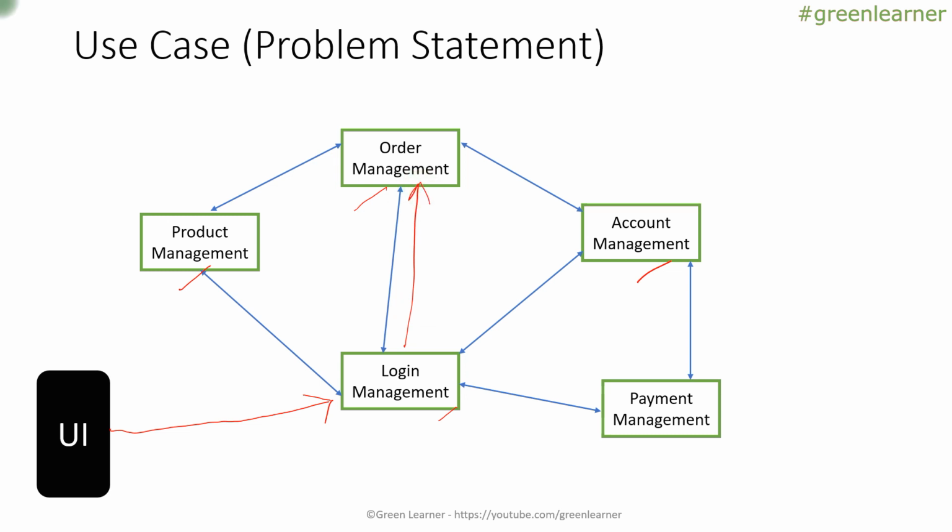Suppose the user has requested a particular product to put on the order list. Order management will pick that particular product, which the user interface has requested, from product management and put it under the order. The order can be to place that basket, or it can be a wish list that he is trying to prepare and will place the order sometime later. And after preparing the order, he is trying to do the payment and all those things.